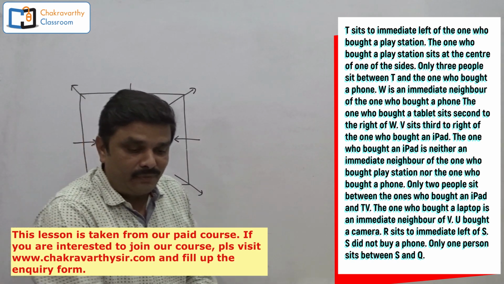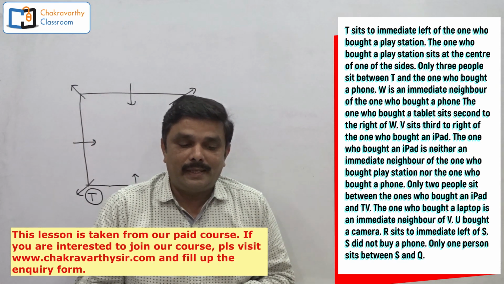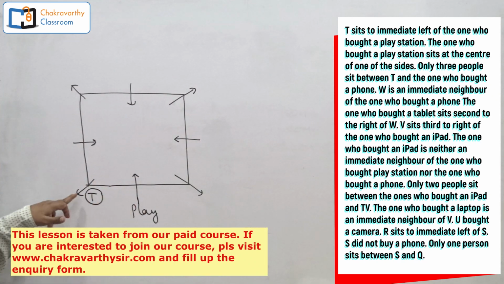Alright. Now the next information they have given. Next one. Only 3 persons sit between T and the one who bought a phone. The person who bought a phone and T, between these two, only 3 persons are there. What's the meaning of this one, students?